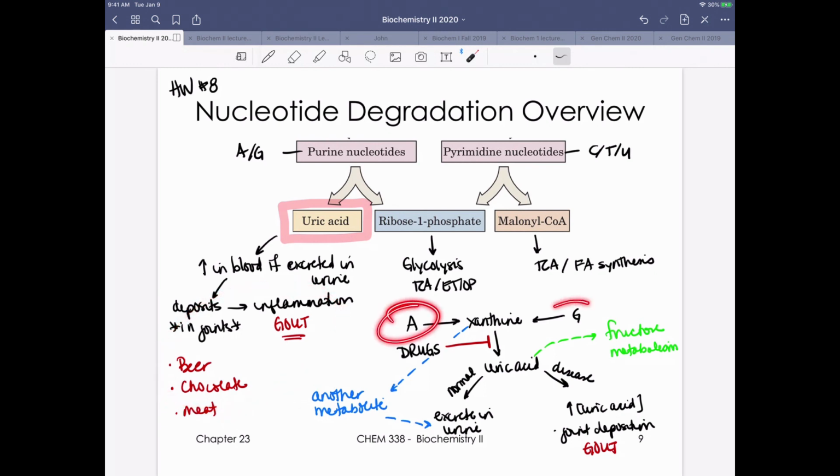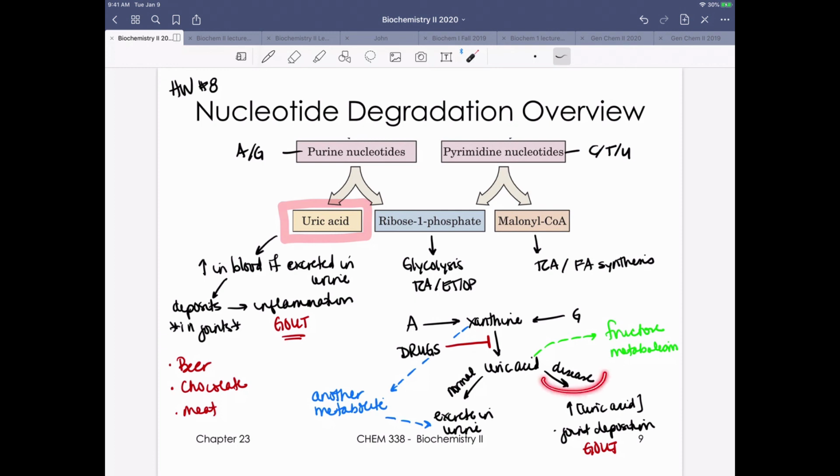So both A and G are broken down to a common intermediate called xanthine. Just like the synthesis of A and G went through a common intermediate that we called inosine monophosphate, the breakdown of A and G as bases goes through a common intermediate that we call xanthine. Xanthine is further broken down and modified to uric acid, and under normal situations, people will excrete this in their urine, no problem.